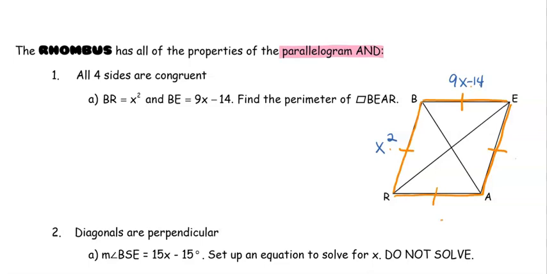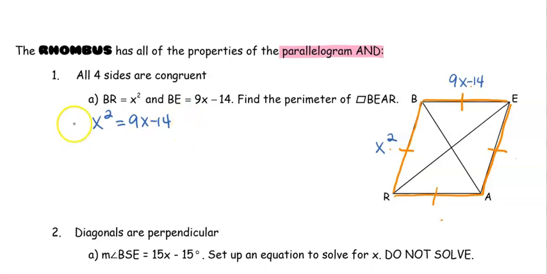So all 4 sides are congruent. All I need is any 2 sides. I don't need opposite sides, any 2 sides. So we have x squared equals 9x minus 14. When I look at the equation I have set up, I have an x squared and I have an x. That's my hint that I'm going to factor.